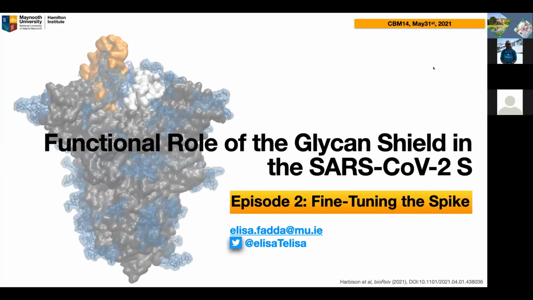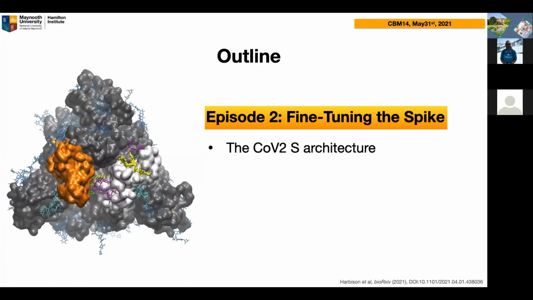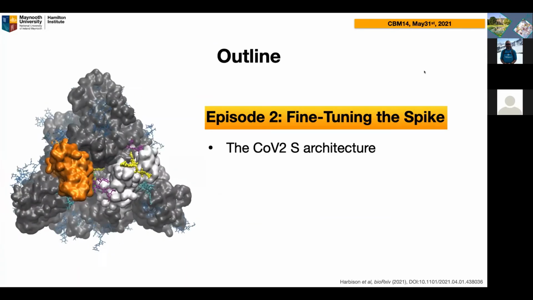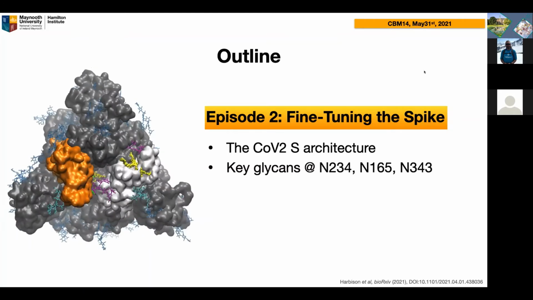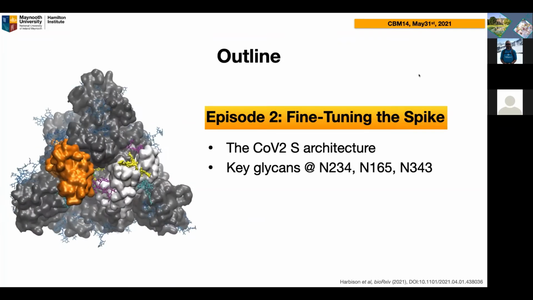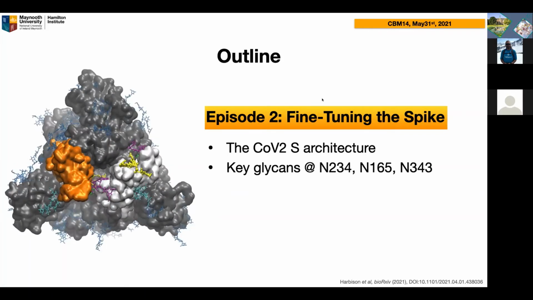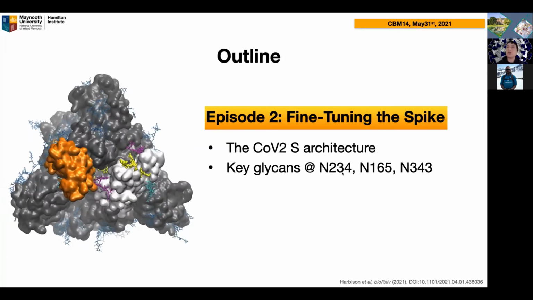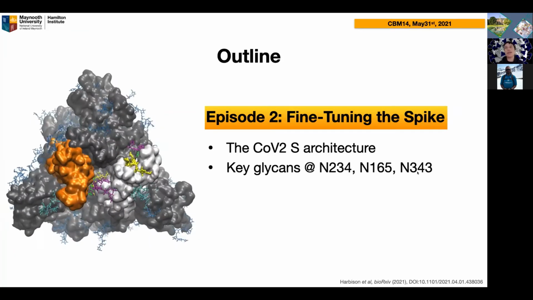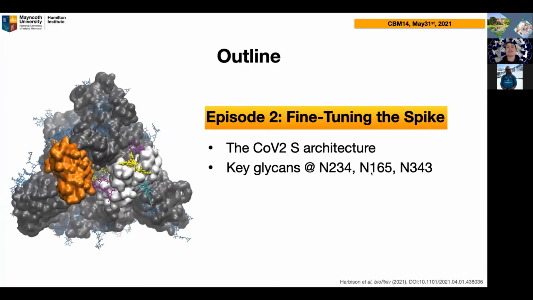So my talk today is organized around this point. I'm going to talk about a bit of the COV2 spike architecture. I'm going to mention in particular three glycosylation sites, which we discovered to be extremely functional. So, which are 234, 165, and 343. You don't really need to remember those numbers. I'm going to mention them several times, so you will probably end up remembering them anyway.